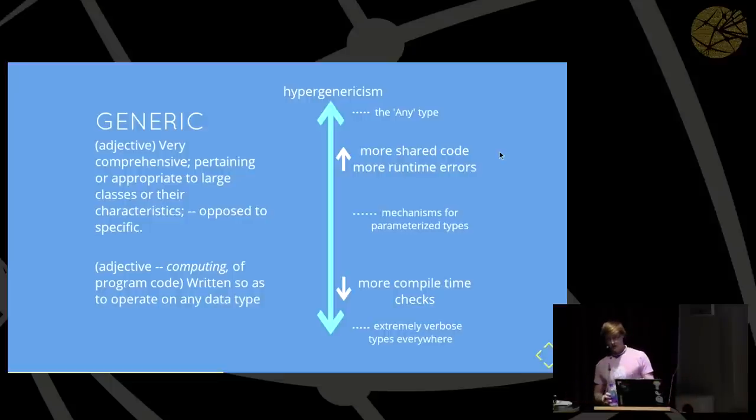There's kind of another dimension in the middle where you can add mechanisms for parameterization, and then this gets you into more complex systems, and it's not clearly applicable to IPLD, so I'm going to skip that.